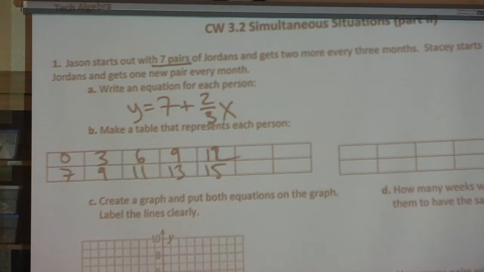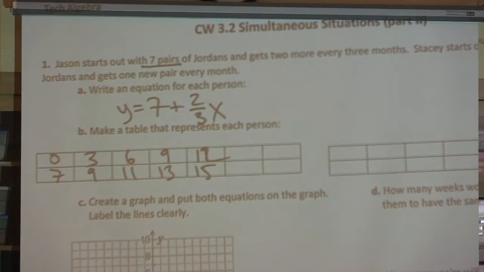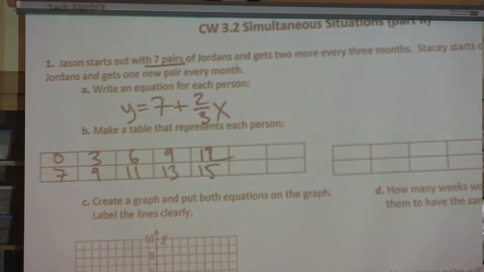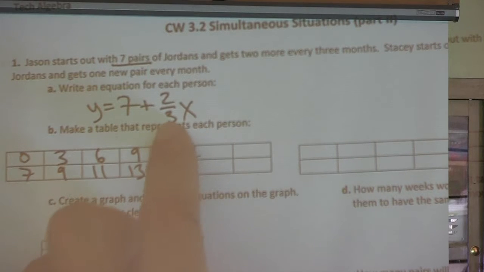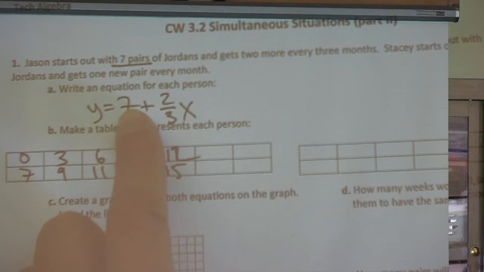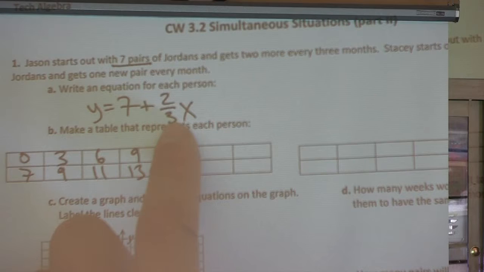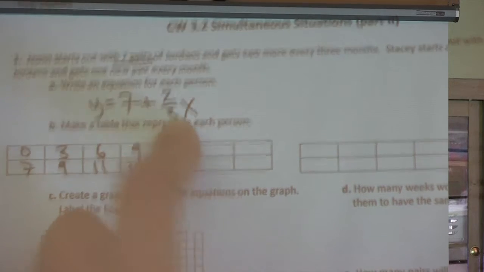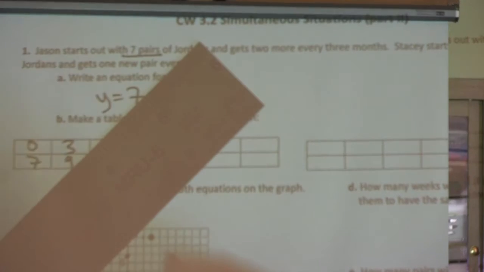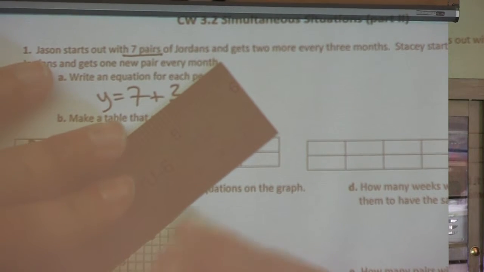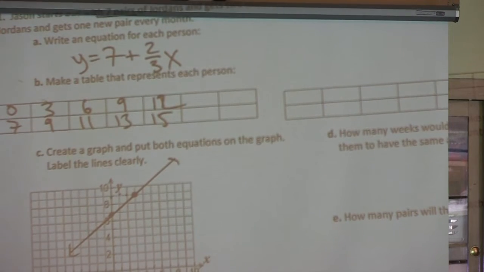I don't want you to write 0.66 because it's not exact. It never ends, right? So here, look, this is what this says. It says you start with 7, you get 2 more every 3 months. The same thing when we graph it, right? On the graph, I would start at 7, and I would get 2 more every 3 months, just like I would do for my slope. And I would use my graph, and I would make my line, and everyone would be so happy. There's a graph. So that's for Jason.